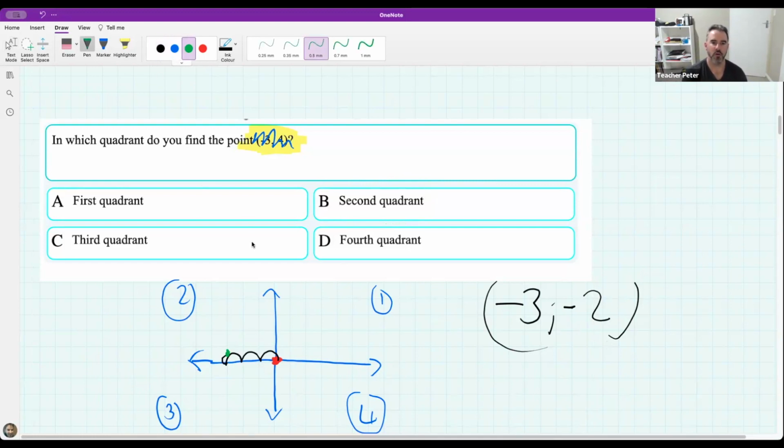So if I go 1, 2, oh wait, I'm going in the wrong direction. Goodness gracious. -3, 1, 2, 3. And then I go 1, 2. I seem to end up over here, which is the third quadrant.